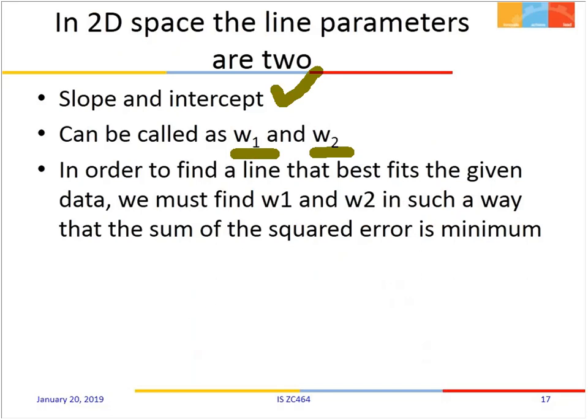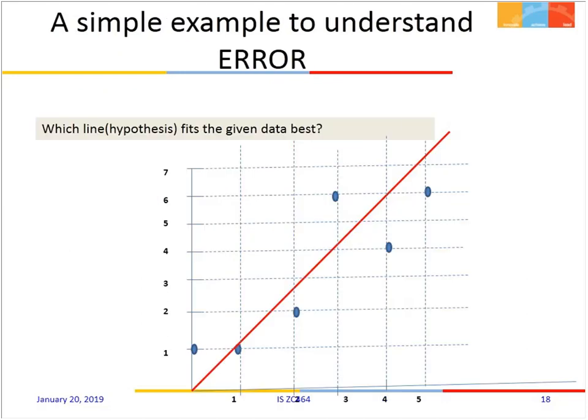So in order to find a line that best fits the given data, we must find W1 and W2 in such a way that the sum of the squared error is minimum. How do we compute this squared error? We have an example. So let us just try to visualize this line and the points in the two-dimensional Cartesian coordinate plane. There are grids plotted.